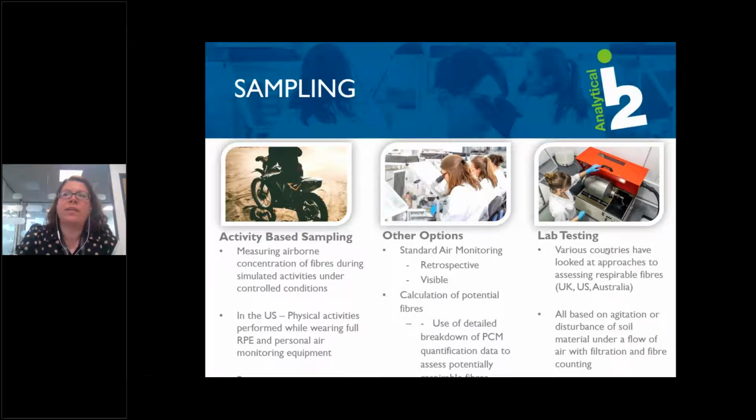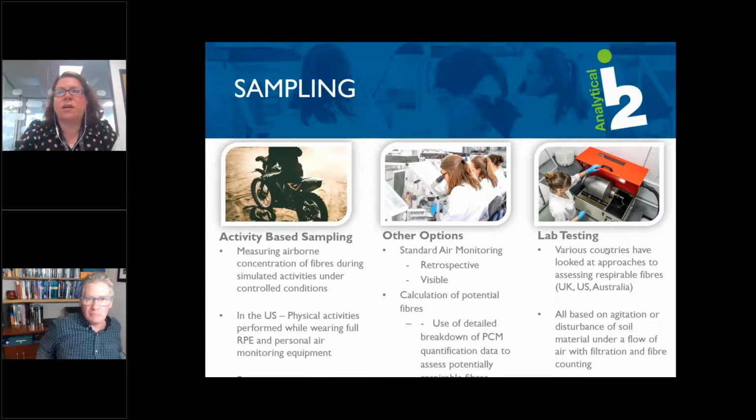Now in America, they do like their activity-based sampling. The US EPA are very fond of this. This involves people riding around on bikes, doing gardening or whatever, dressed in RPE and taking air samples while they're there with the pump on their back. That can then be measured at the laboratory, get an indication of fibre release and how big the issue is. In the US, they love that. The UK, pop-up tents are more favourable.